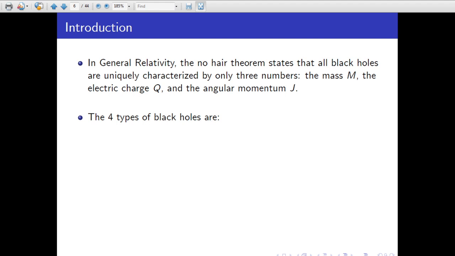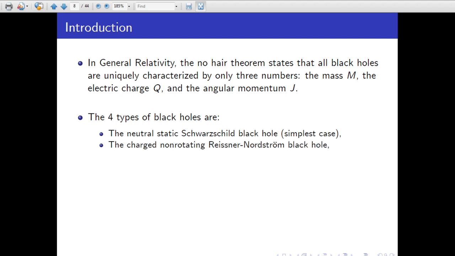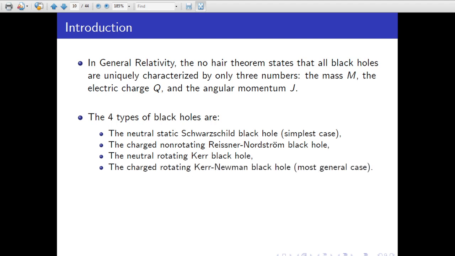Hence, we can categorize black holes into four types: the neutral static Schwarzschild black hole, which is the simplest case, then the charged non-rotating Reissner-Nordstrom black hole, the neutral but rotating Kerr black hole, and the most general case, the charged rotating Kerr-Newman black hole, which is the case of interest in our work.